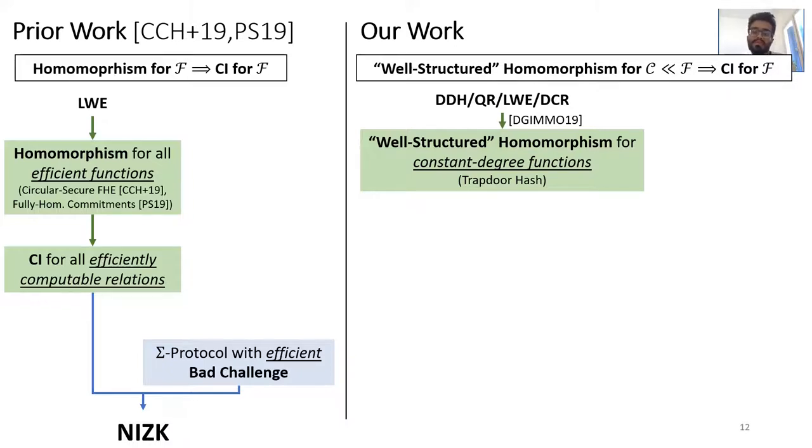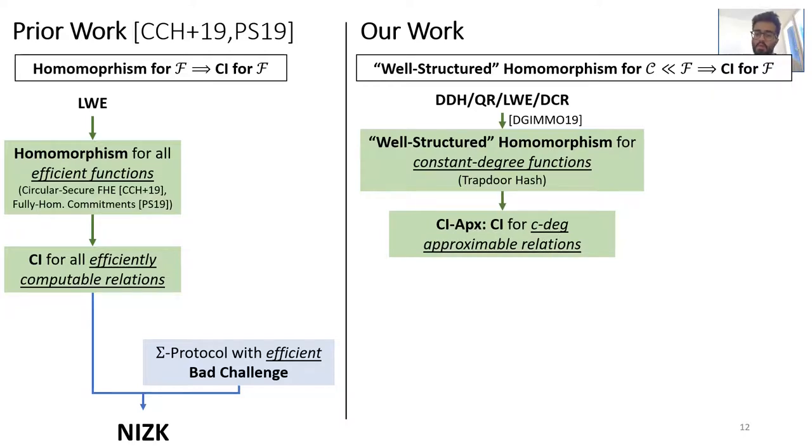So rather than starting with homomorphism for F, we start with homomorphism for a much weaker class C. But using some structure of the underlying homomorphic primitives, we get correlation tractability for the strong class F. And more specifically, we get correlation tractability for all relations that can be approximable by constant degree polynomials.